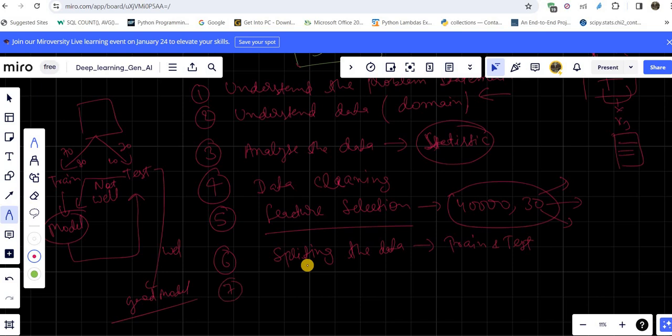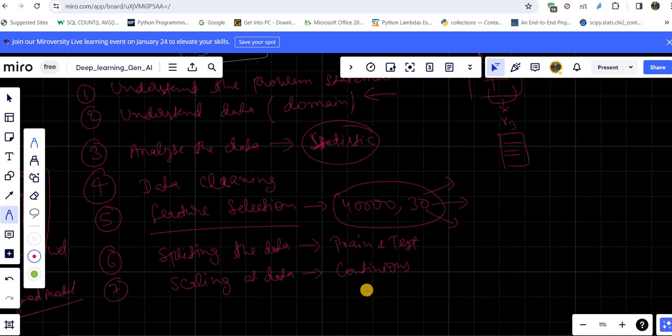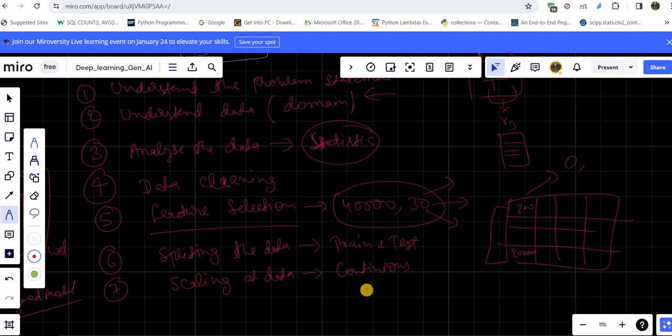And then after, there is something called scaling of data, or majorly I can say continuous data. Now what does it mean by scaling? Scaling means, let's suppose you have this data and some columns are there. In one column, let's suppose the values start from 200 to something like 2 crores. So there is a huge difference between these two. What scaling actually does is it makes the entire data lie between 0 to 1, and the relative values will be the same.